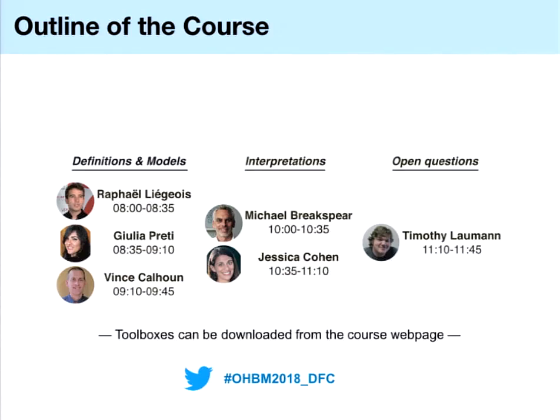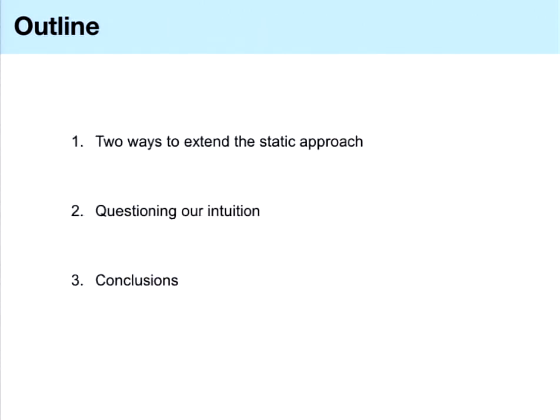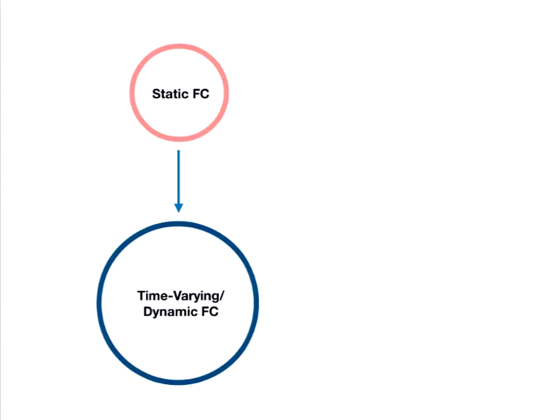Okay, so I think we are now all set to move to my talk, in which I will first discuss the main ways of extending this classical static representation of functional connectivity. And to understand how we can extend and define new ways of computing functional connectivity, we first need to understand the properties that are attached to this way of computing functional connectivity. In other words, the properties that are attached to the correlation as a measure of statistical dependence.